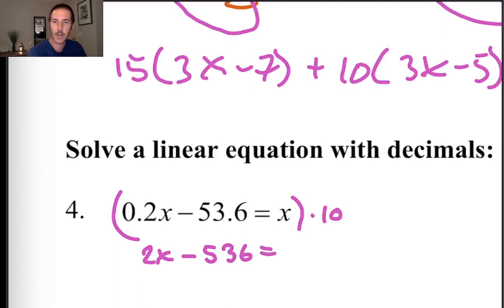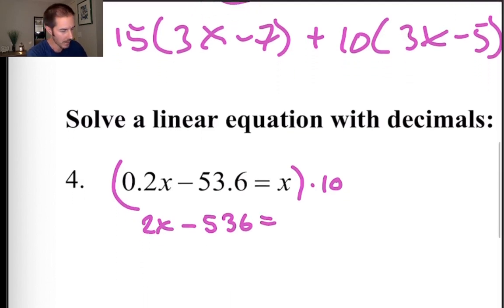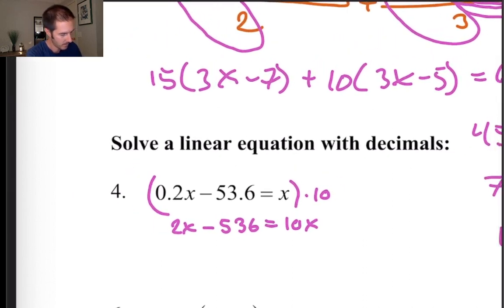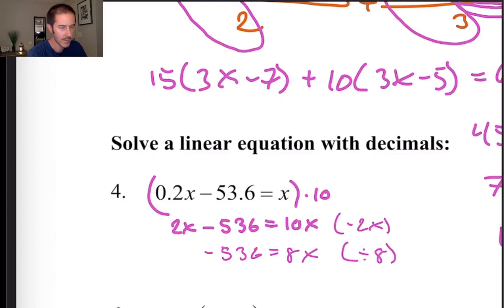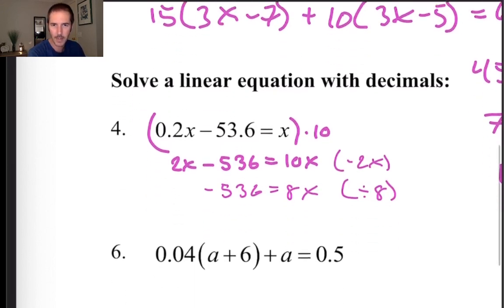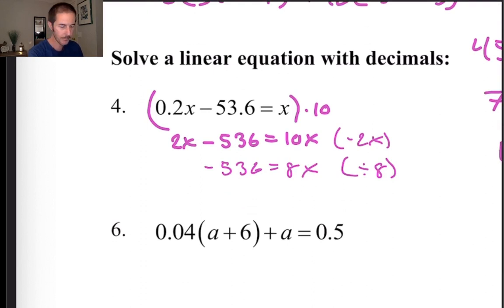Don't forget to multiply the right-hand side by 10 also. That becomes 10x. And then we can subtract 2x from both sides in order to get all of our variables together on one side. So the left-hand side is negative 536, the right-hand side is positive 8x. And to finally isolate the variable, I'm going to divide both sides by 8. I'm going to do long division sort of in my head and out loud and writing it down all at the same time.